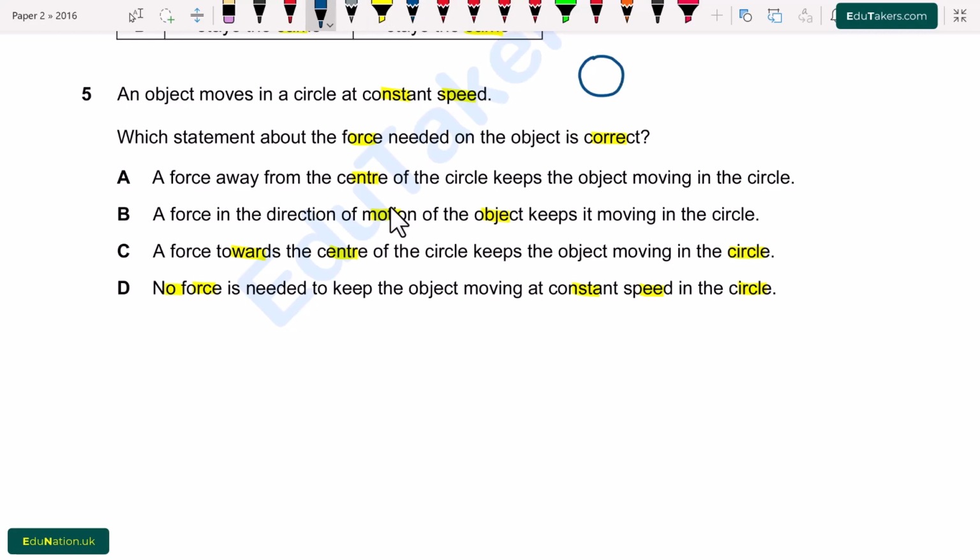In order to move into the circular path, there is a force that is directed towards the center of the circle. So the force will be towards the center of the circle. It means that option C is correct from here, which shows that force towards the center of the circle keeps the object moving in the circle.